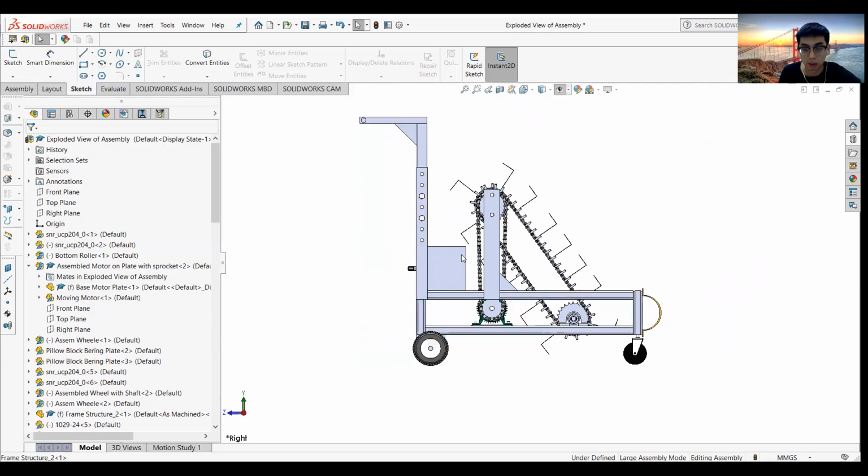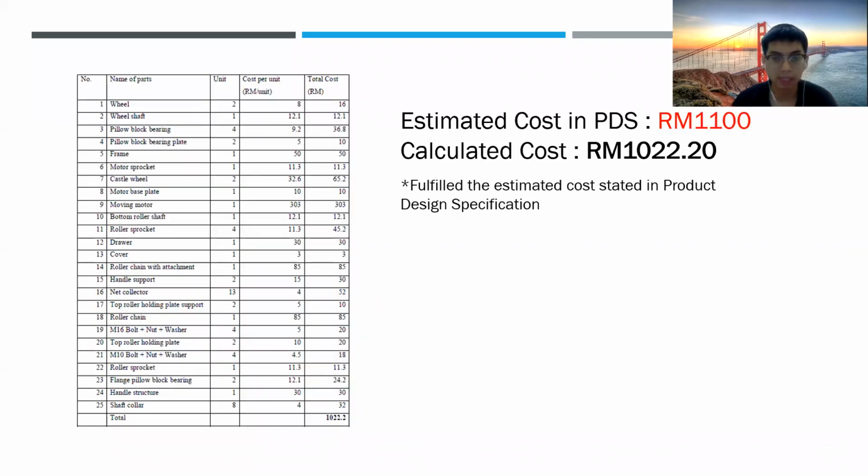So this is the SolidWorks model of our beach cleaning machine. Thank you. For the costing part, the estimated cost stated in the product design specification is 1,100 ringgit Malaysia. But based on our calculated cost, as you can see from the table, the calculated cost was 1,022.20 ringgit Malaysia. Based on the calculated cost, we can say that this machine fulfilled the estimated cost stated in the product design specification.